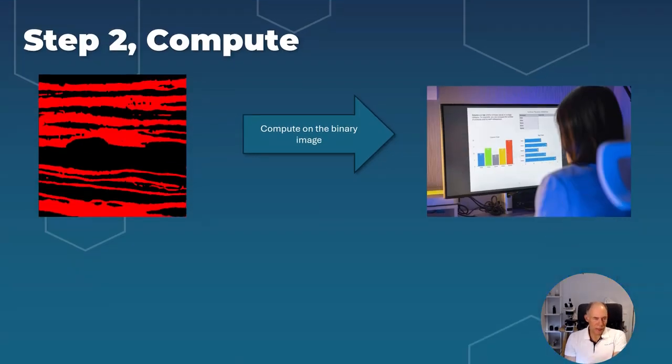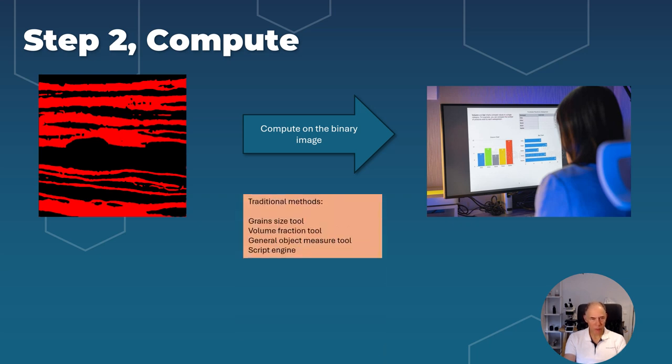So this segmentation is never used standalone. It's always used in combination with computation. Once you got this segmented image, you compute on the segmented image, and it could be literally anything, like a number of percentage of a given color, as in this case, or something different. And in Omnimet, we do this with the same traditional tools we've always been using: a grain size tool, a volume fraction tool, and there's a general object measure tool, and also the script engine where you can do a lot of things.